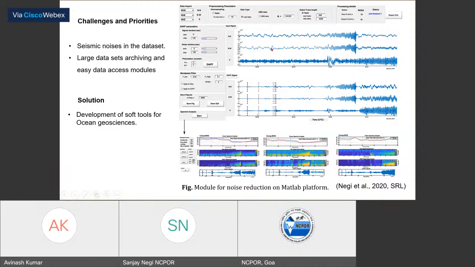Basically, this is a data adaptive polarization filter in which the data is first inputted, and by changing the different parameters of the adaptive polarization filter, we can extract the signals, as you can see in these three traces. This is the raw data, here you can see the filtered data, and these are the extracted signals from the noisy trace. Here you can also see the spectral analysis performed on this final data to see how much spectrally we have enhanced the signals.